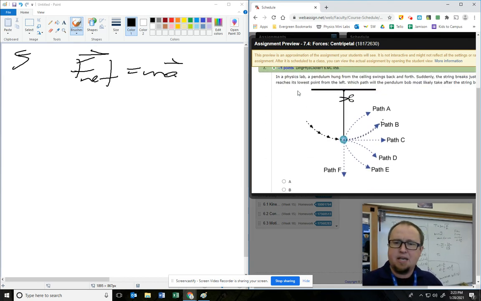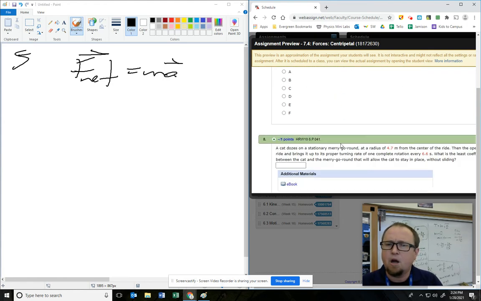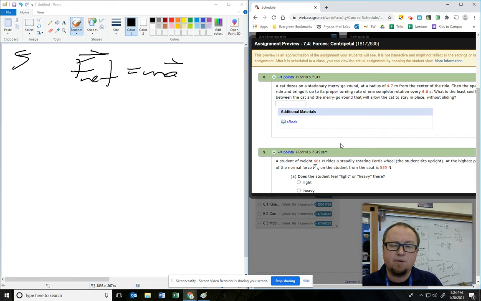So now this swings horizontally, right? If there's no gravity, which path would it take? Path C. But is there gravity? Yeah. So which one's it going to do? D, E, or F? It cannot do F because it has a horizontal speed. E? No. All right. If you said E, let me know what you're thinking.